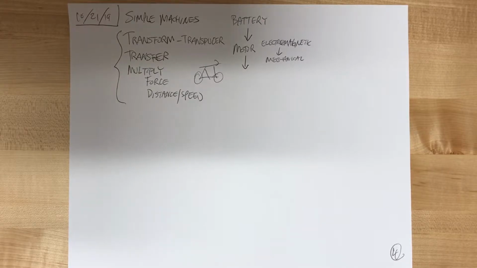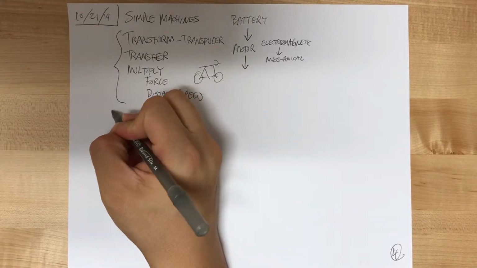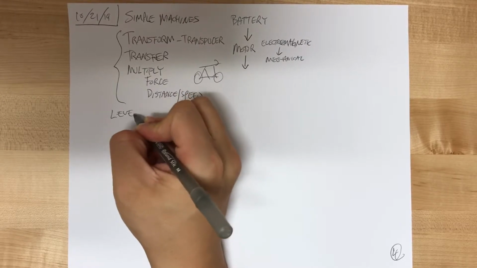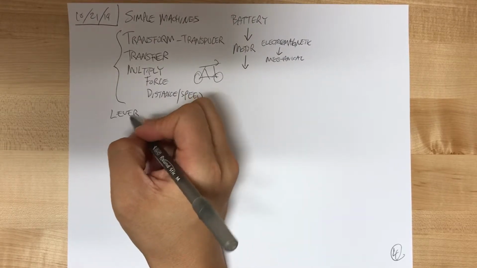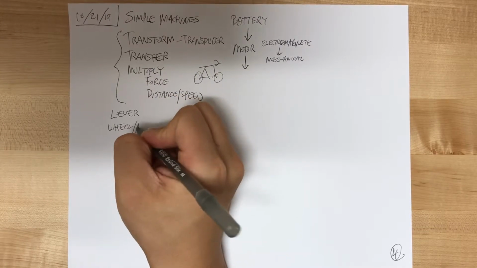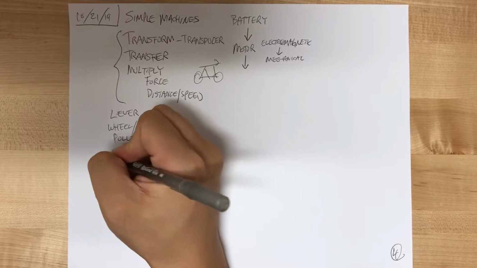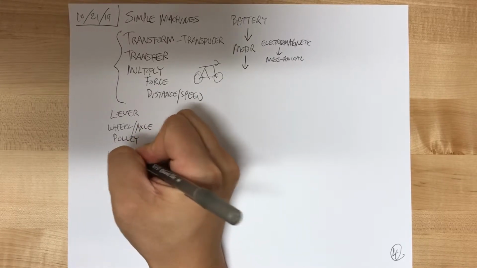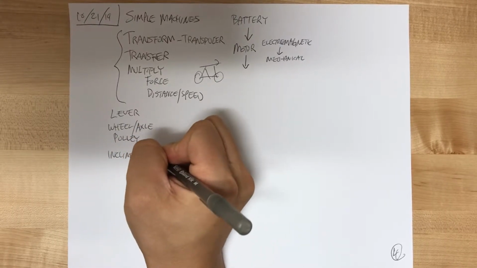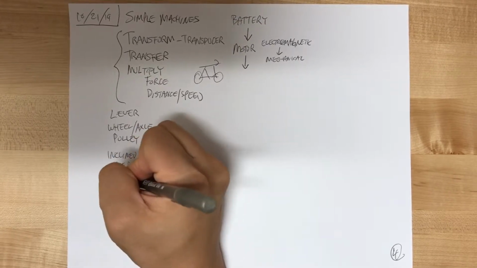And we're going to talk about the 6 simple machines. So let's just list them out here. You can pause if you want to try to list them all out. But we have the lever, we have the wheel and axle, we have the pulley, and we have the inclined plane, we have the wedge, and lastly we have the screw.